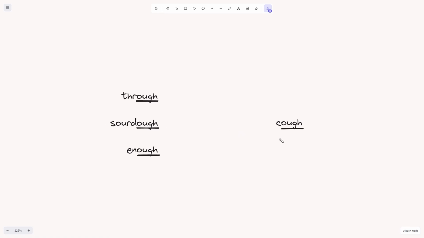Imagine you want to learn English, and you see this word right here, and you don't know how it's pronounced, you don't know what it means, it's totally new to you. But you know these three words over here, and you know how they are pronounced. You know that this is through, sourdough, and enough.